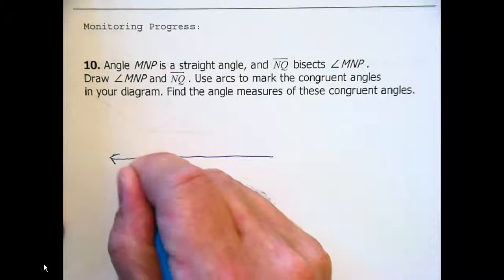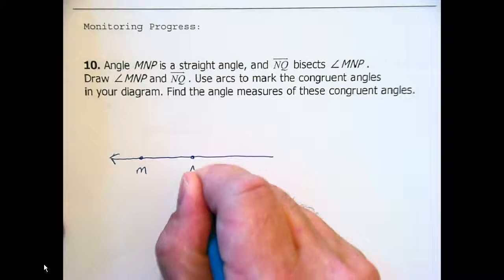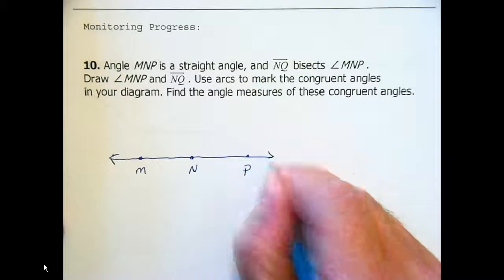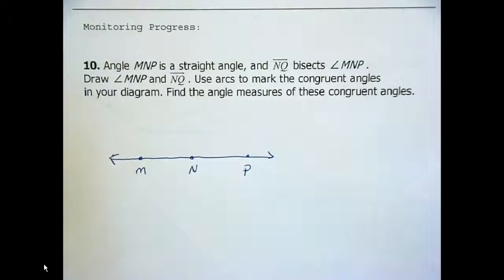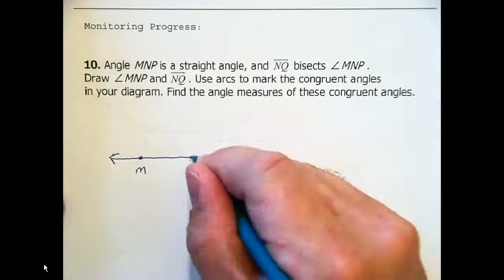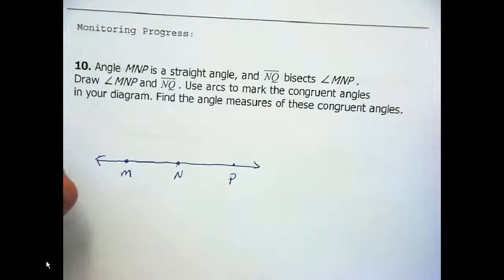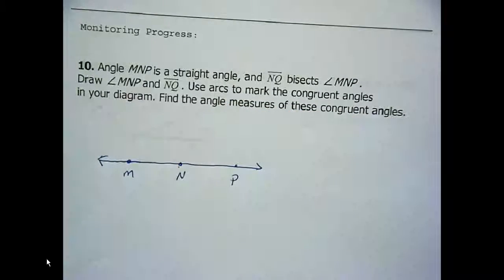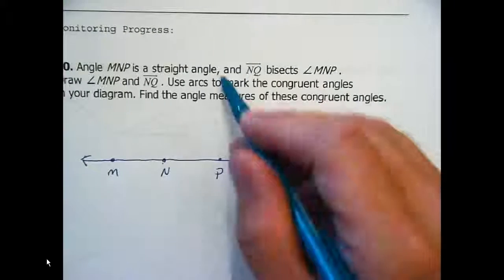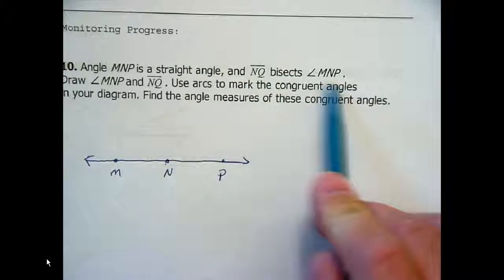Okay? So we have M, N, P. Okay? NQ bisects the angle. So we have N, Q. It bisects it. What's bisect mean? Everyone, tell your neighbor quickly, what's bisect mean? Okay, what is bisect? KJ? It goes through the midpoint. It cuts it in half, right? Okay, NQ bisects the angle.